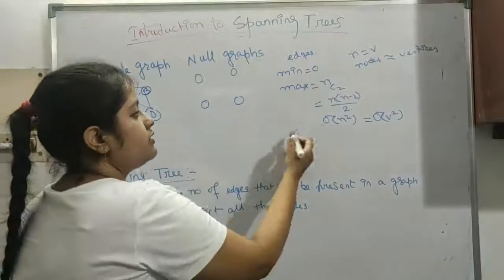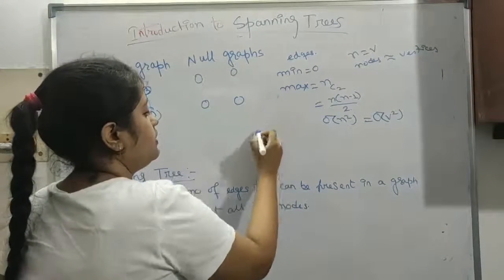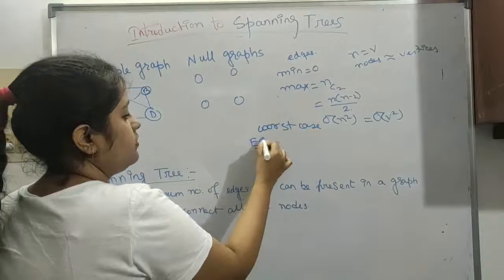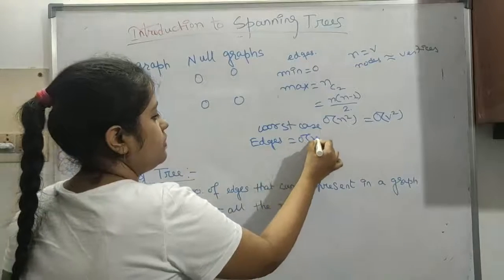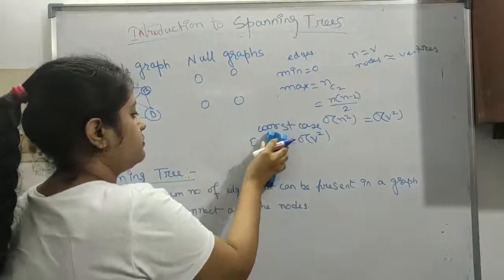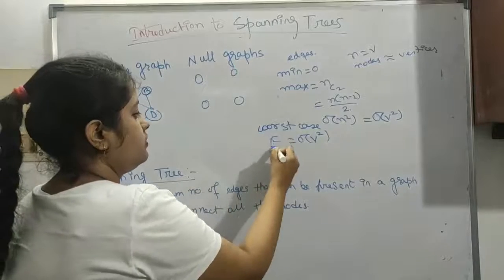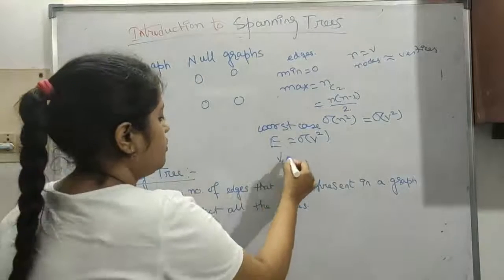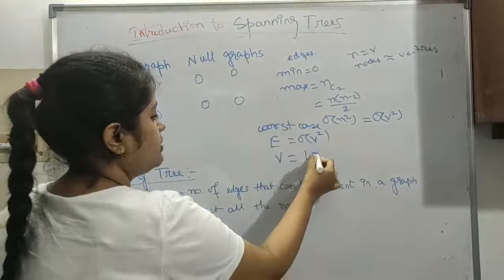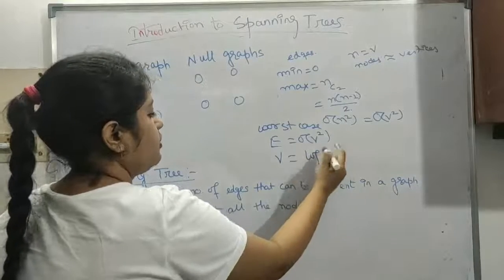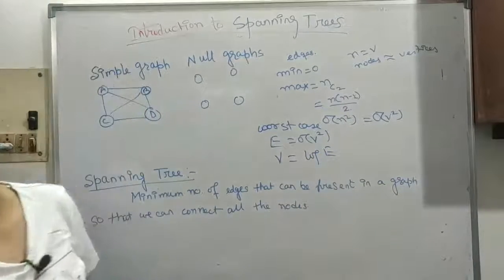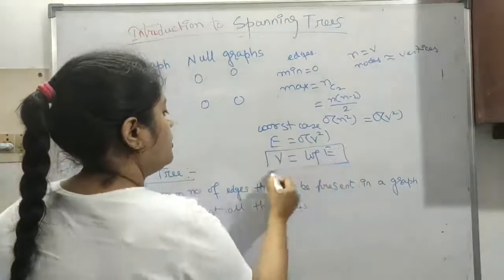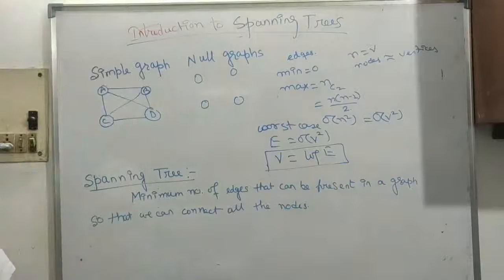So this is in the worst case. Edges can go till order of v square, means e can go till order of v square. So applying log on both sides, it will come down to log v is equal to order of log e. So this is an important derivation. I hope you are making notes. Okay, so this is important.